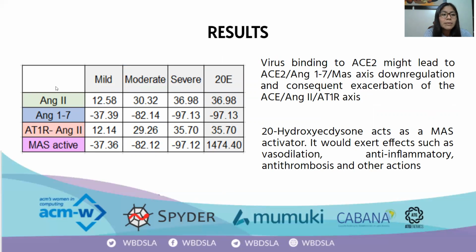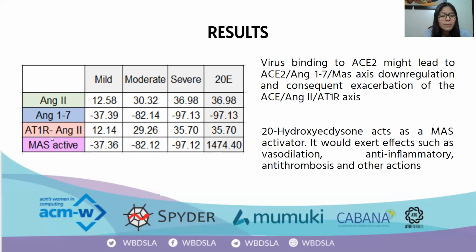Here in this table, we can see in a better way the results that we obtained. As a summary, we can see that SARS-CoV-2, the virus, disrupts all downstream components of the RAS system, but specifically these ones. But as we can see, when 20E is introduced, it can reduce the perturbative effect of the virus specifically on MAS active. Why is it important?